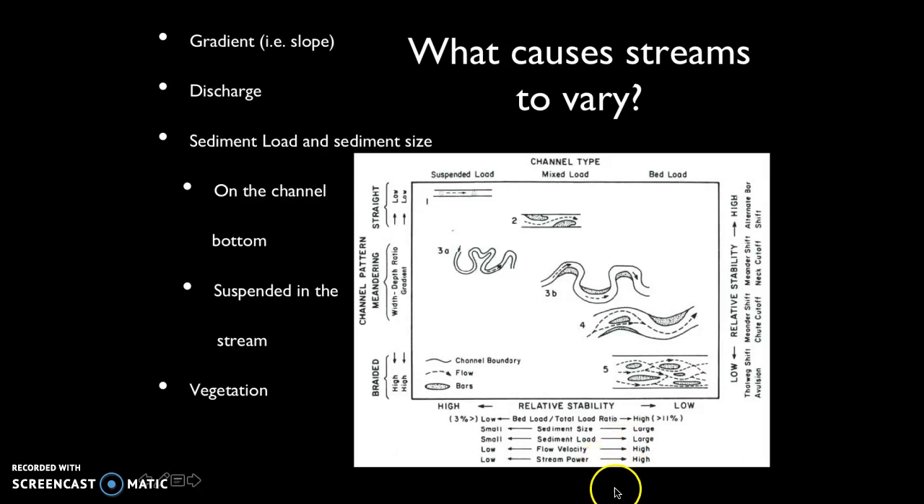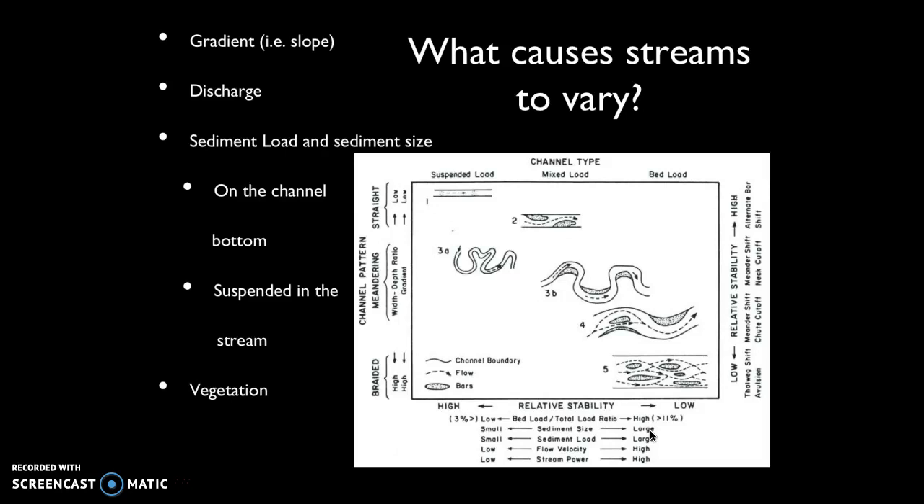So you're seeing down here, for example, that the braided channels are very likely to have a lot of sediment, so the sediment load is high, and those sediments tend to also be pretty large, so they tend to be kind of sands and perhaps even gravels and cobbles.